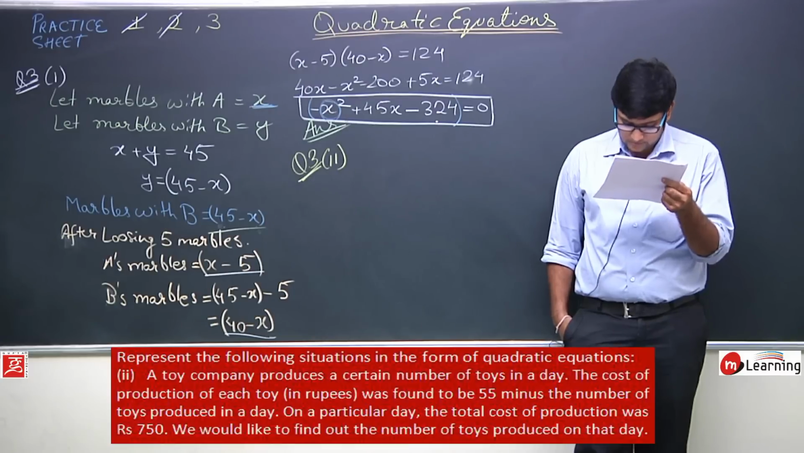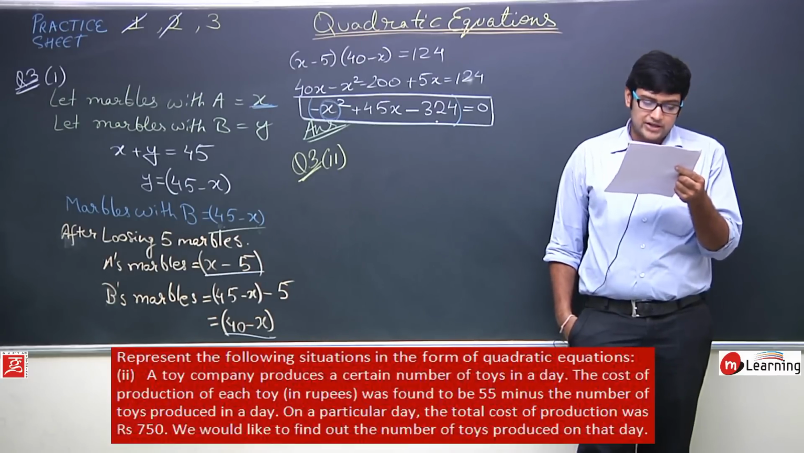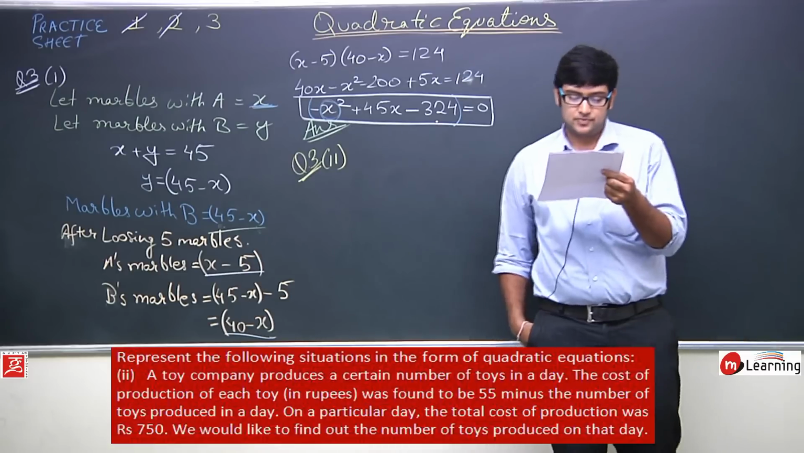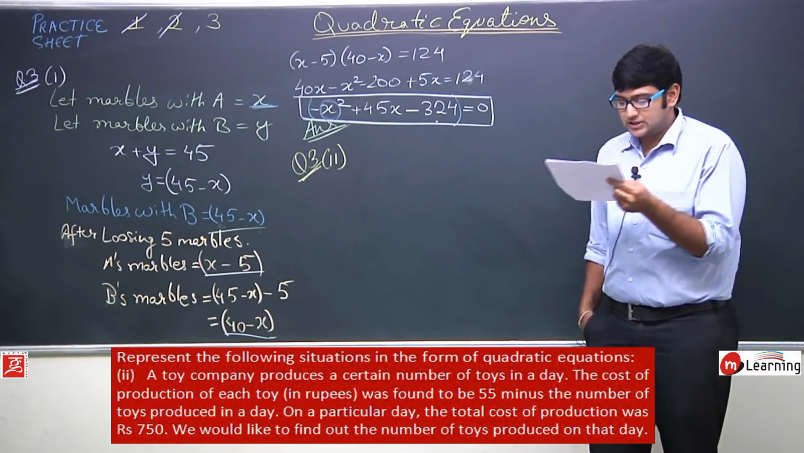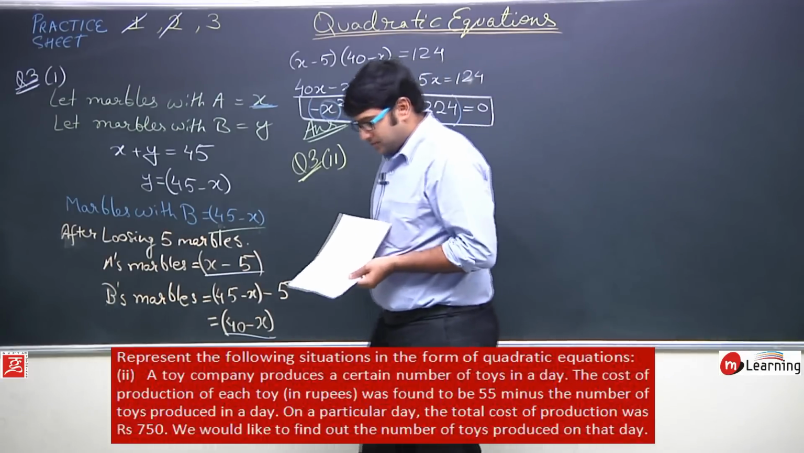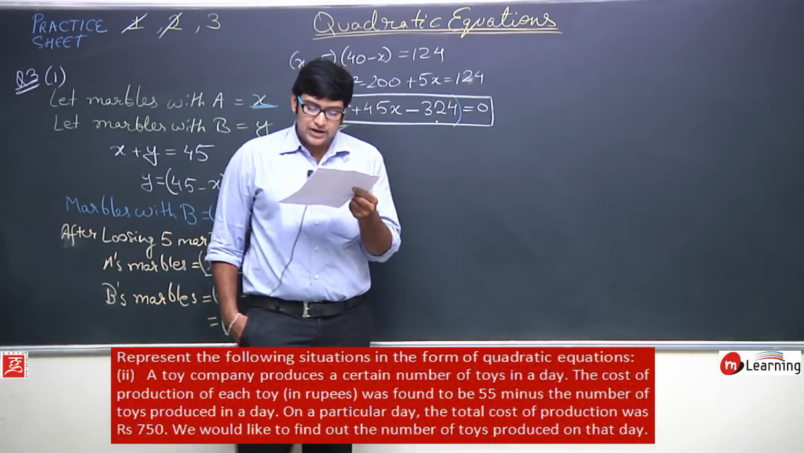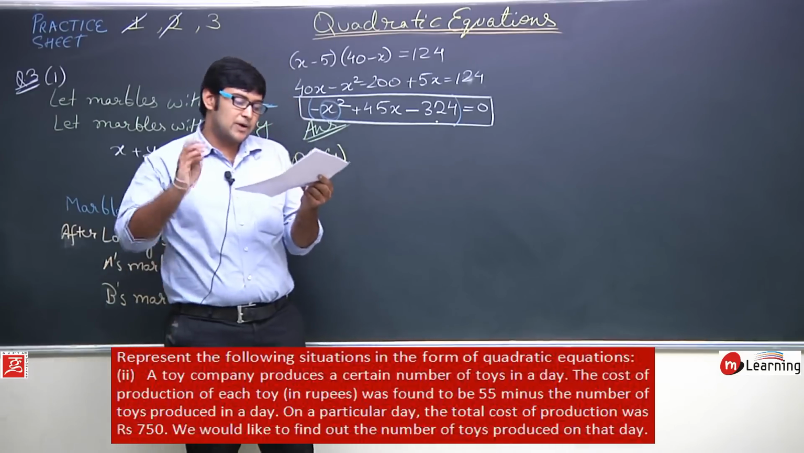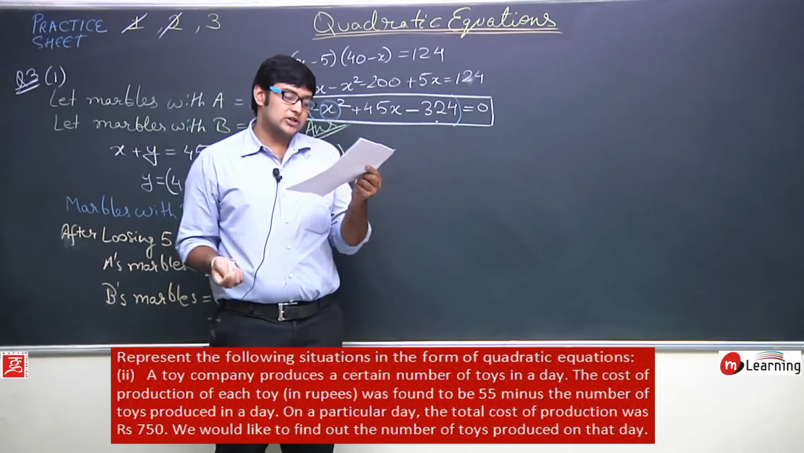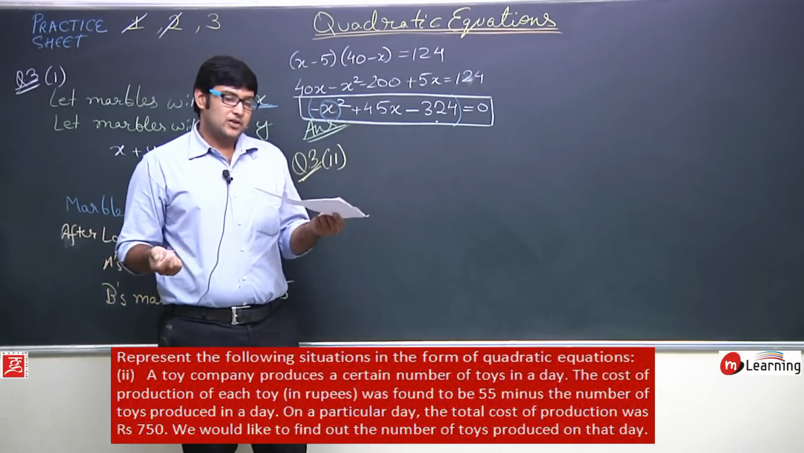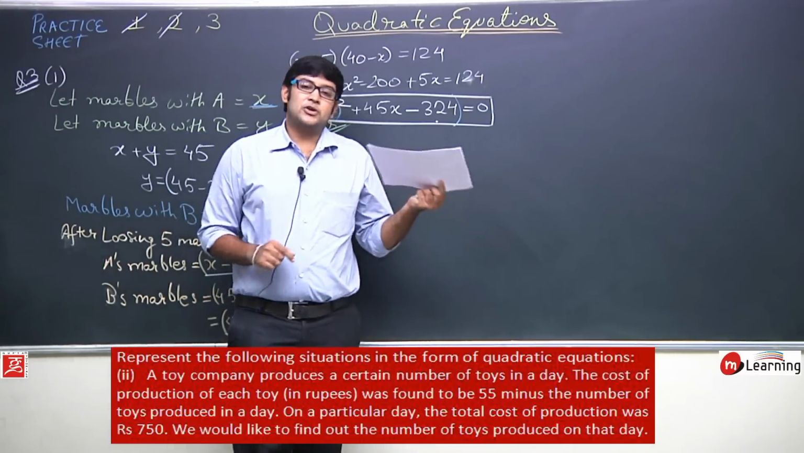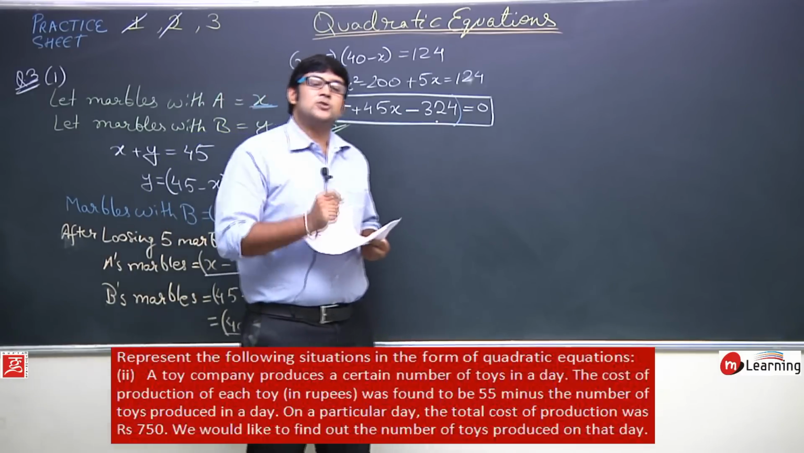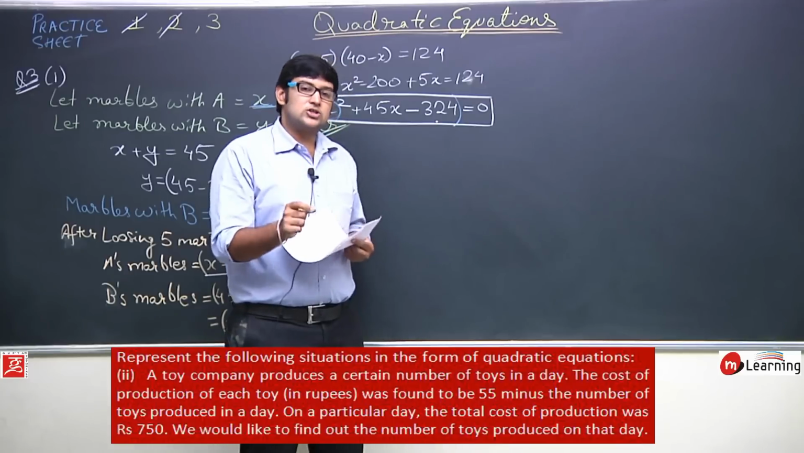Now, it says there is a company which produces some number of toys, and the cost of production is 55 minus number of toys. What we need to determine is the number of toys produced on that day. Some particular day the total cost of production was rupees 750. Now the total cost of production means what? Total cost of production means number of toys produced into cost of each toy.